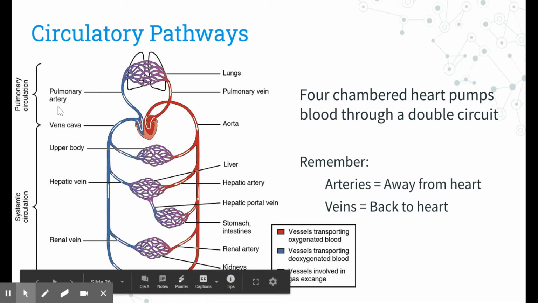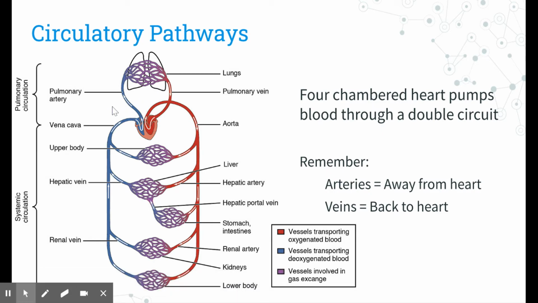Here we see a pulmonary artery carrying deoxygenated blood. It's an artery because blood is traveling away from the heart. And on the flip side, here's the pulmonary vein carrying blood back to the heart, although in this case, a vein is carrying oxygenated blood. So arteries and veins in the pulmonary pathway carry the opposite blood type than what you would expect.